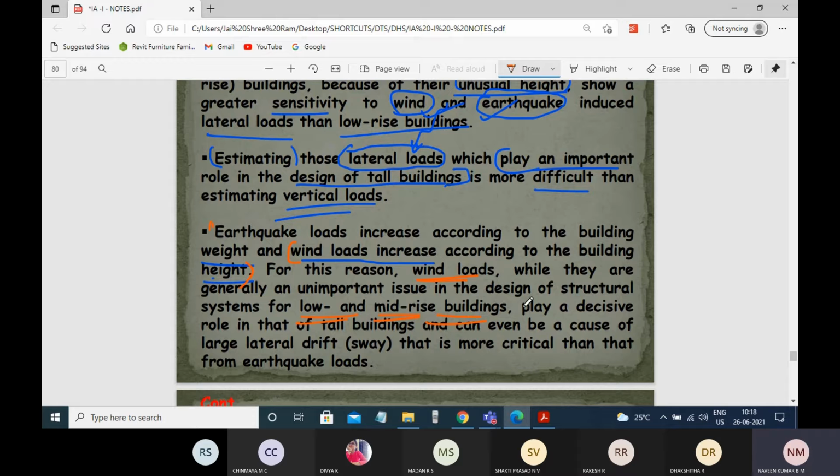Okay, but it plays a sensitive and decisive role, so that is very sensitive in the case of tall buildings. So when you are designing for tall buildings, you must consider the wind loads.